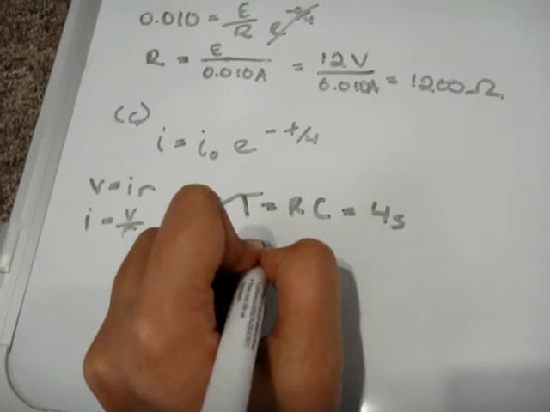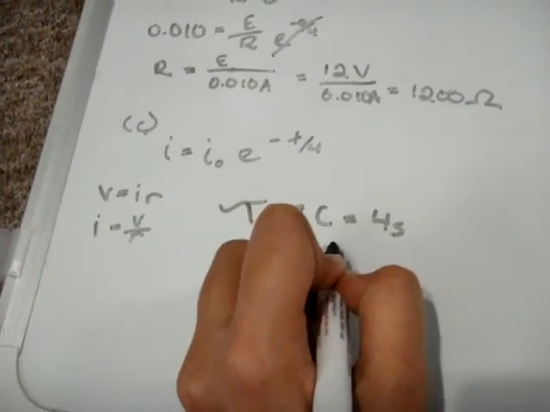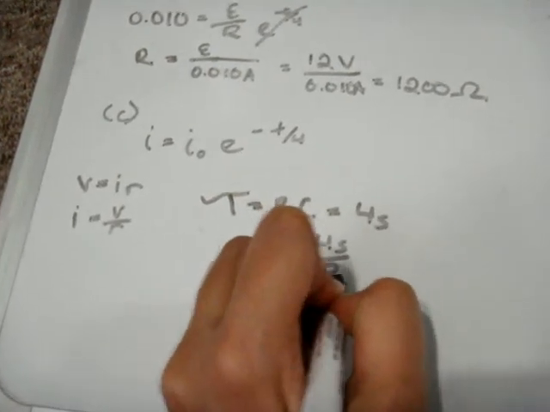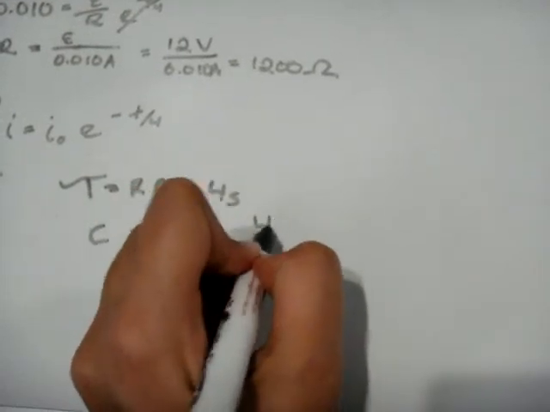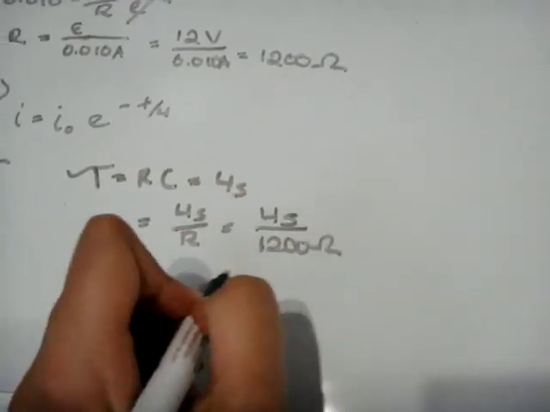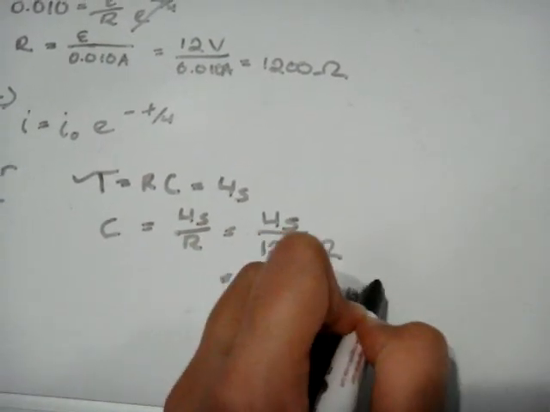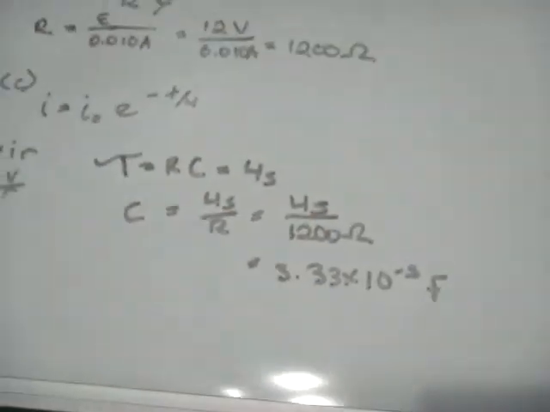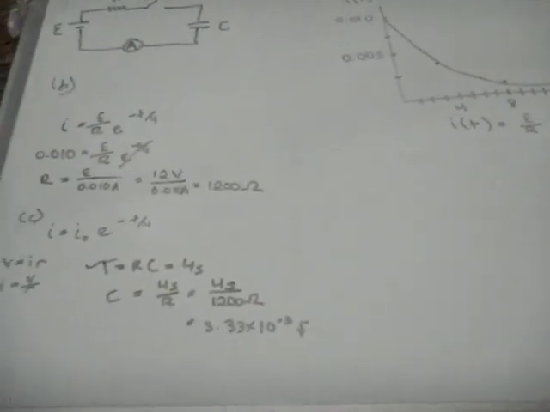So we have C equals 4 seconds over R, and we discovered above that R is 1200, so 4 seconds over 1200 ohms, which equals 3.33 times 10 to the negative 3 farads. Alright, and that's basically it. That's how you would do this problem, and I hope it helped. Okay, bye.